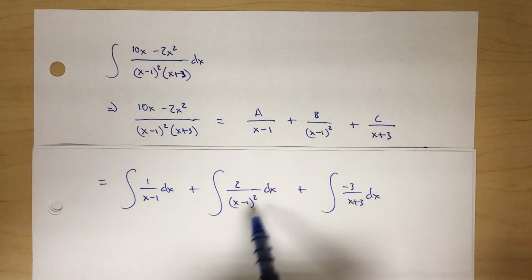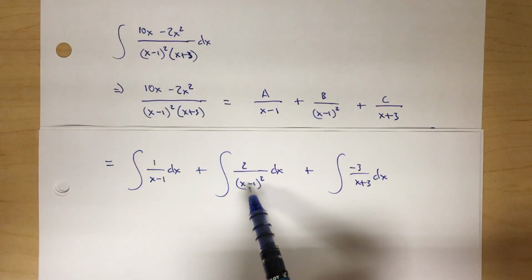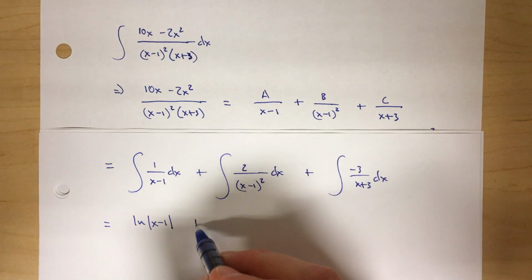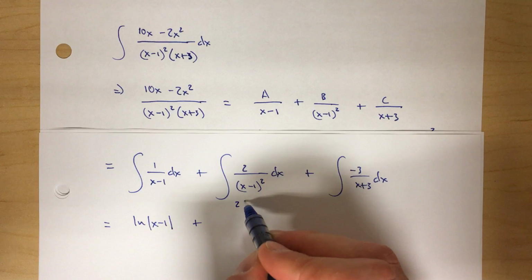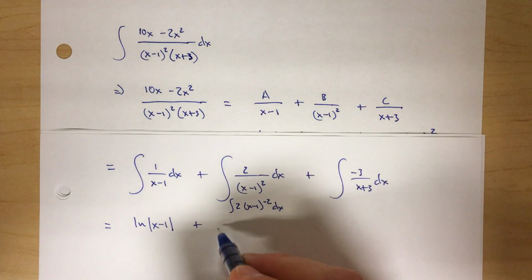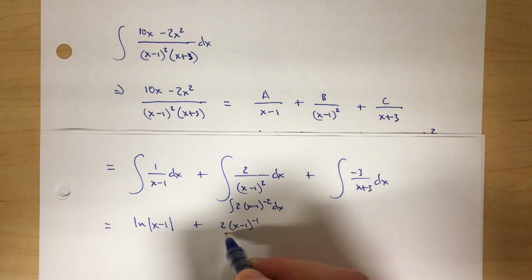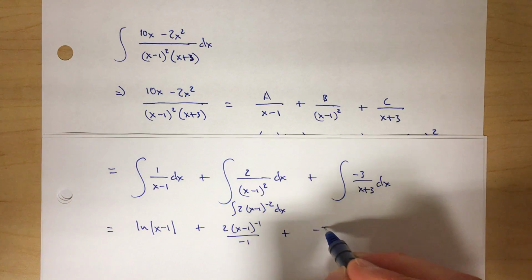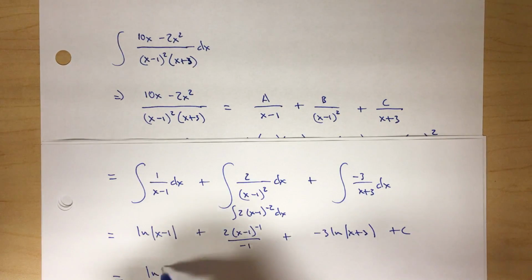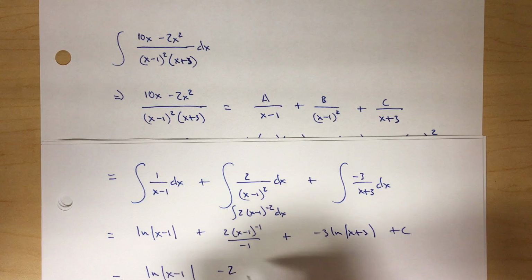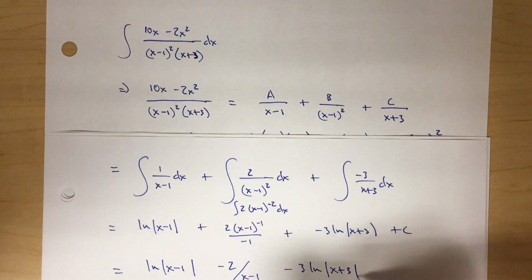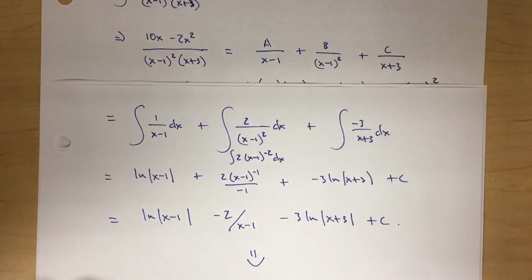Now this is a natural log, this is a natural log, and this is just x minus 1 to the negative 2, which we know how to antidifferentiate. So this should be natural log absolute x minus 1, plus 2 times x minus 1 to the negative 1 divided by negative 1, plus negative 3 ln absolute x plus 3, plus c. So we should get ln absolute x minus 1 minus 2 over x minus 1 minus 3 ln absolute x plus 3 plus c. Wow, what a problem.